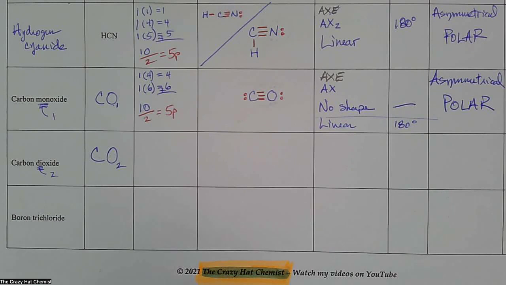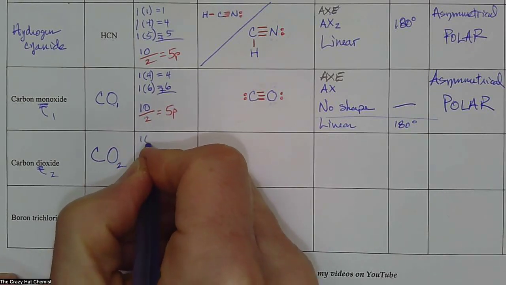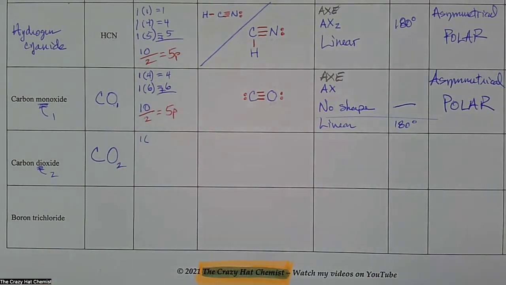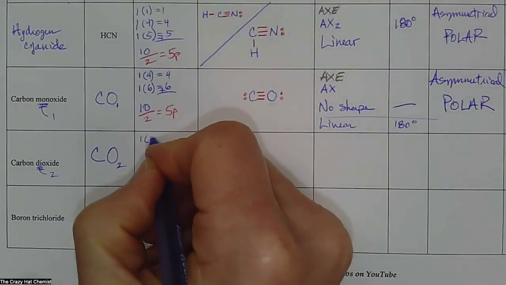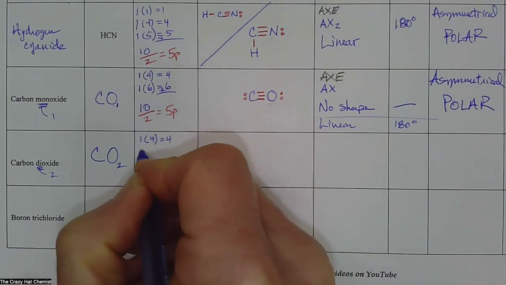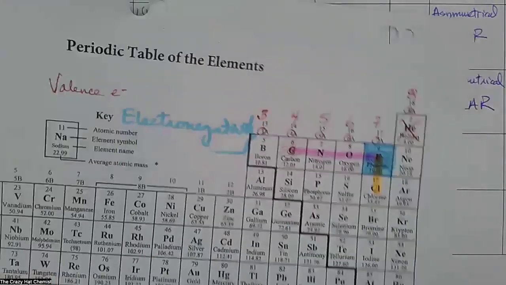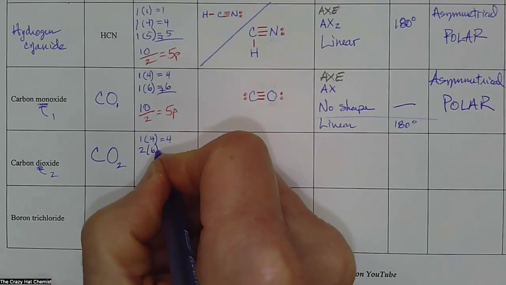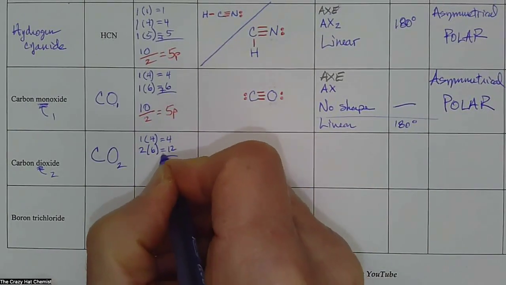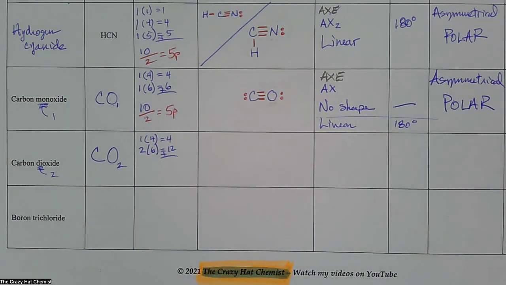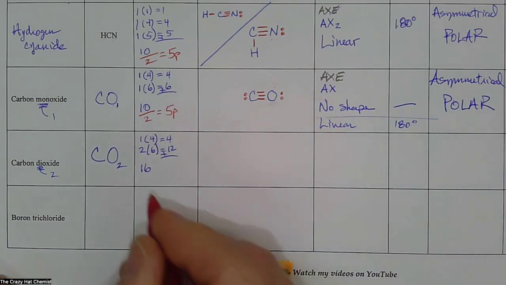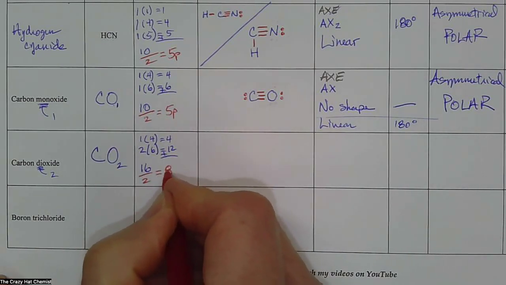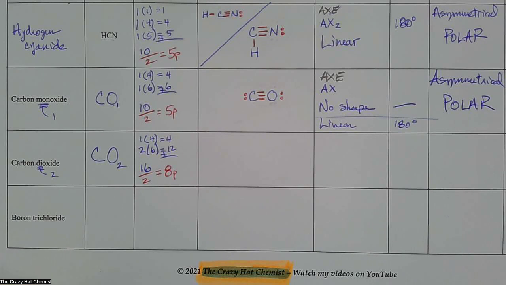All right, so carbon, there is one carbon. How many valence electrons in carbon? Let's check that out. There are 4 valence electrons in carbon. That's 1 times 4, that is 4. There are 2 oxygens. How many valence electrons in oxygen? That's 6. That is 2 times 6, that's 12. I'm going to sum those numbers up, and I am going to get the magic number 16. As always, I divide by 2, and that will give me 8 pairs that I'm going to work with.